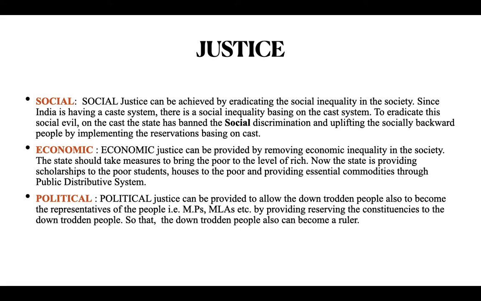What is social justice? Social justice can be achieved by eradicating the social inequality in the society. Since India has a caste system, there is a social inequality basing on the caste system. The social discrimination will divide the state. So, to eradicate this social evil, the state has prohibited social discrimination in the society. The state has to try to uplift the socially backward people by taking some measures, which include providing reservations basing on caste.